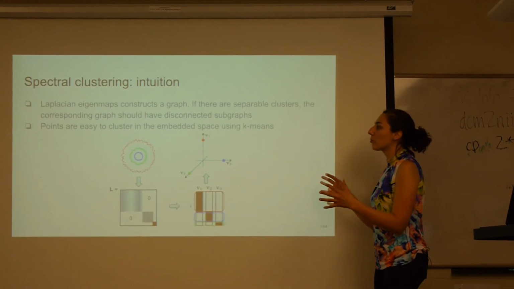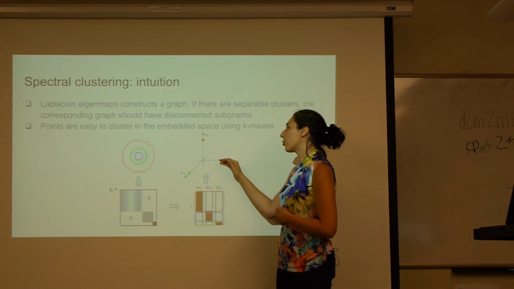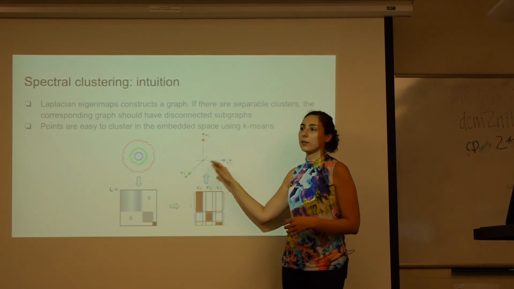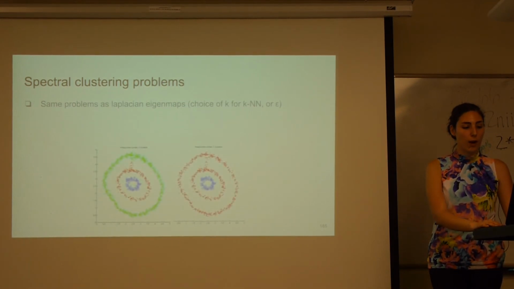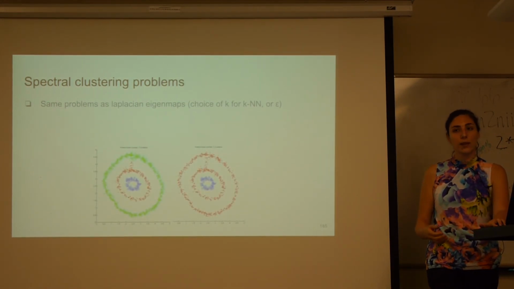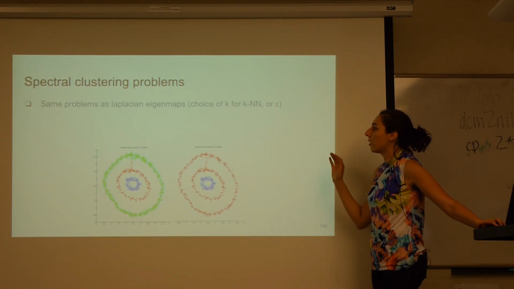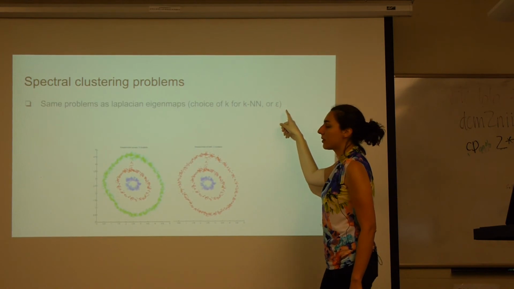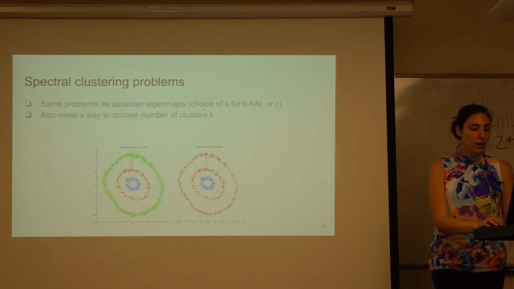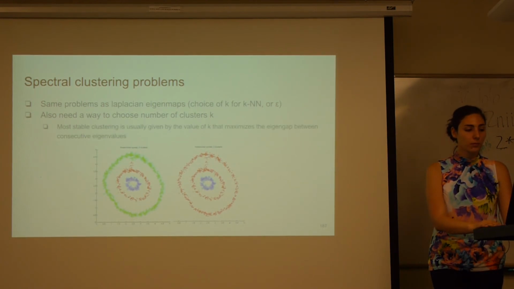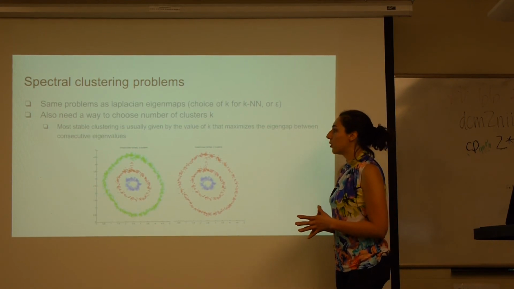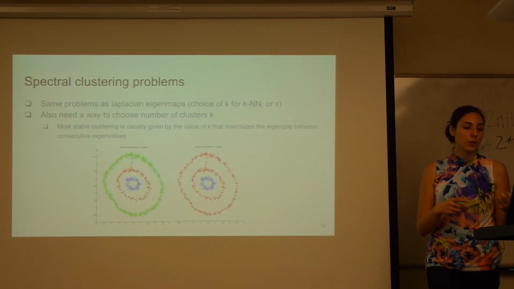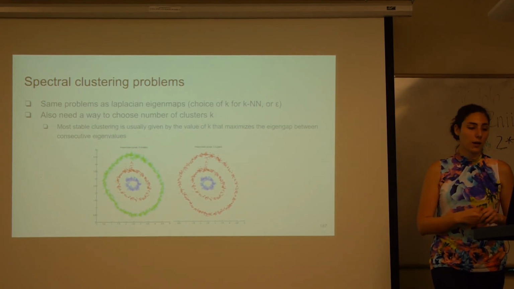The intuition behind this is the points are easier to cluster in this embedded lower dimensional space using k-means, because k-means will fail on something that looks like this, but k-means does pretty well on something that looks like this. And this does pretty well in practice, actually. But it still has all the problems that Laplacian eigenmaps have. So we have to choose this k for the k-NN, or this epsilon for the neighborhood. And we also need to choose a number of clusters. But the most stable clustering is usually given by the number of clusters that maximize the difference between two consecutive eigenvalues when we compute the Laplacian eigenmap.